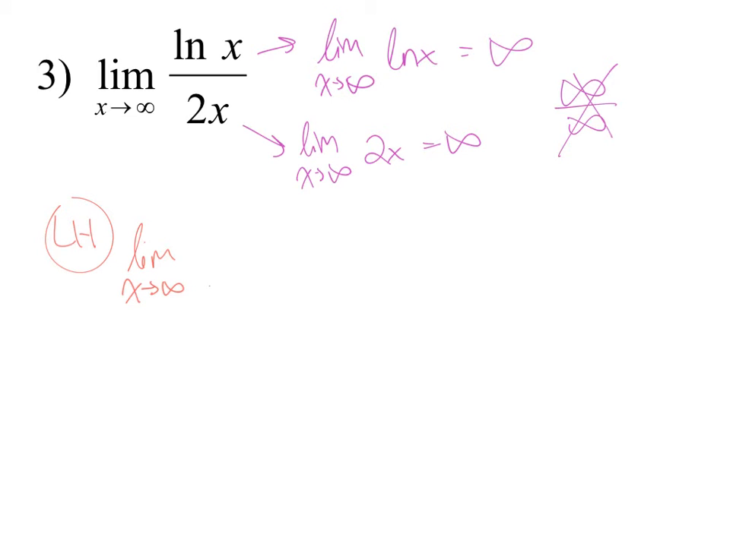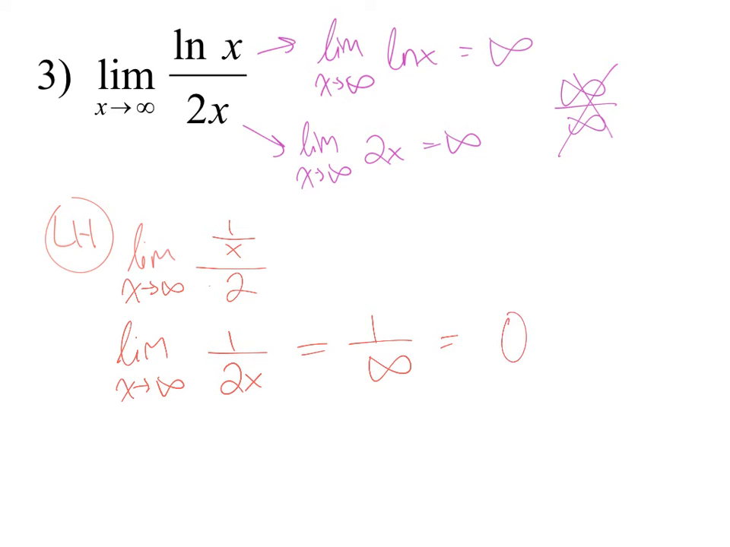So L'Hopital says, let's do the derivative of the top. So natural log of x, the derivative is going to be 1 over x. And then the derivative of the bottom is just going to be 2. If we simplify this, that's really going to be 1 over 2x. So if we now plug in infinity, we're actually going to get 1 over infinity, which again, as we just saw in that last problem, is going to be so close to 0 that the limit is approaching 0 as we approach infinity.